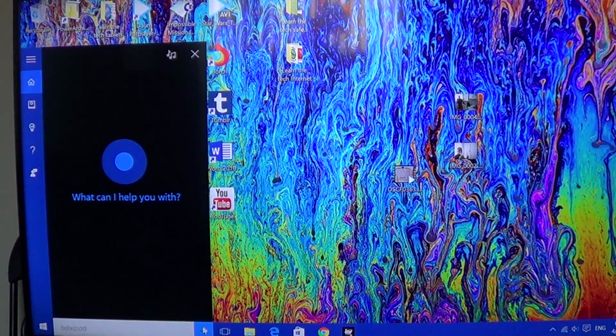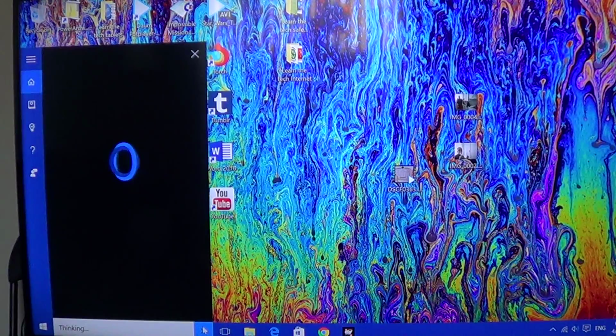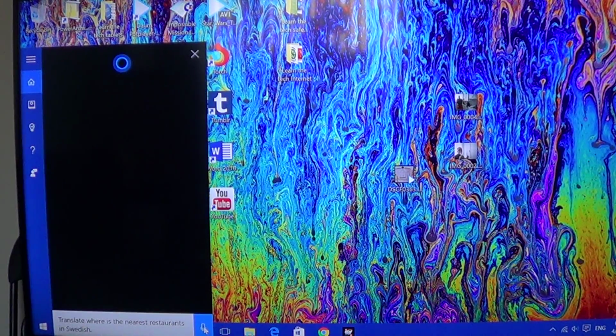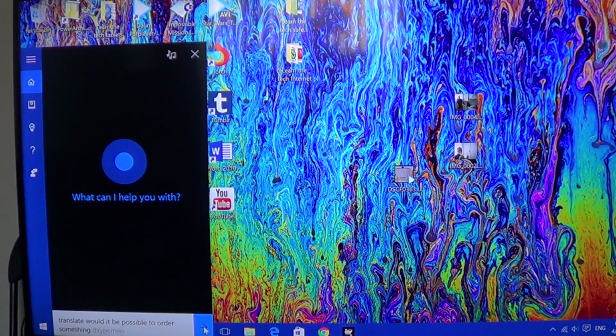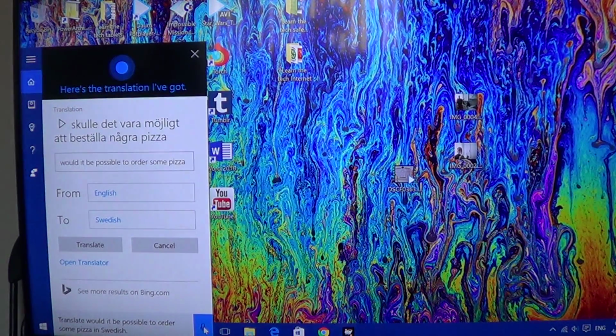Translate, would it be possible to order pizza? There we go. This one's interesting because it's always stopping. Translate, would it be possible to order some pizza in Swedish? Sure. Here's how to say would it be possible to order some pizza in Swedish. Skulle det vara möjligt att beställa några pizza? Well, at least we understand pizza. Seems to be pretty much universal.